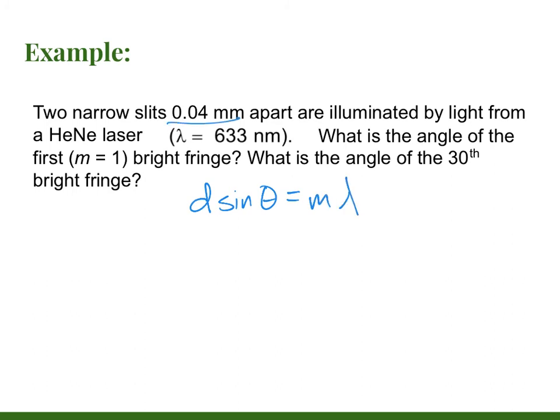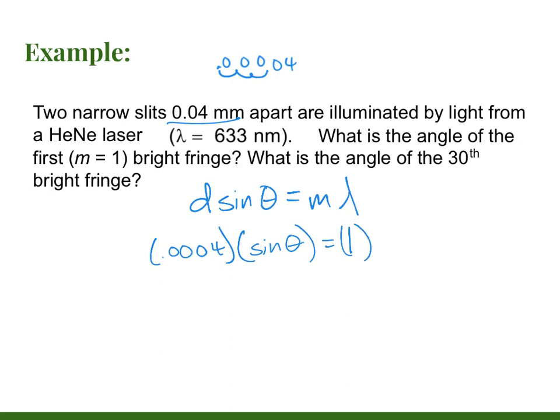Your distance is 0.04 millimeters, which you do have to change to meters by moving the decimal 3 times. So you go 0.04, scoot it 1, 2, 3. That's a lot of zeros. That's 0.0004 times sine of theta. Theta here is what we're looking for, so we're leaving it there. Sine theta equals M. For the first fringe, M is 1. Remember, this is not the center fringe. This is one out from the center. The center fringe is 0.